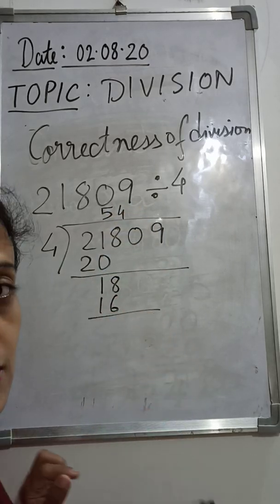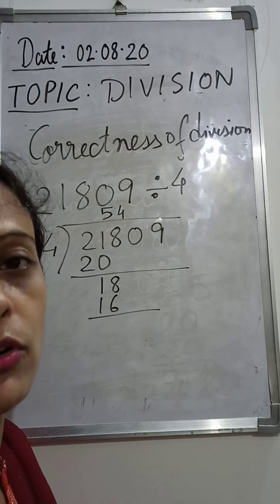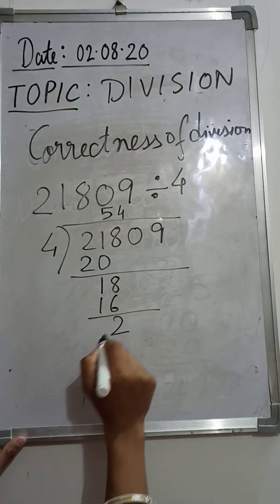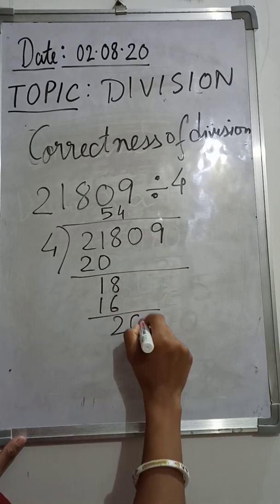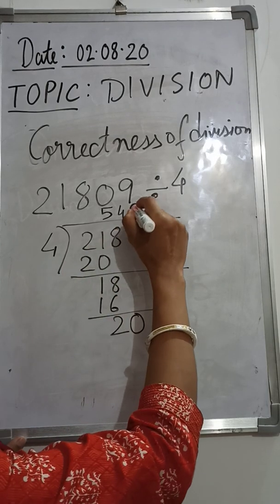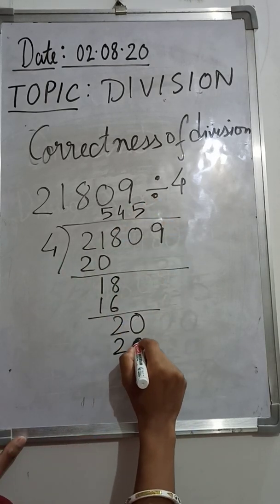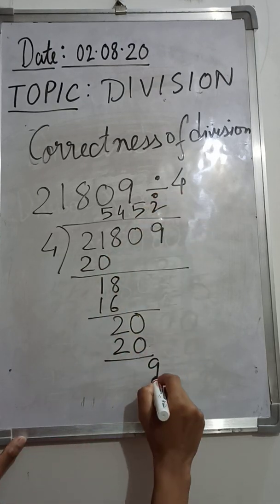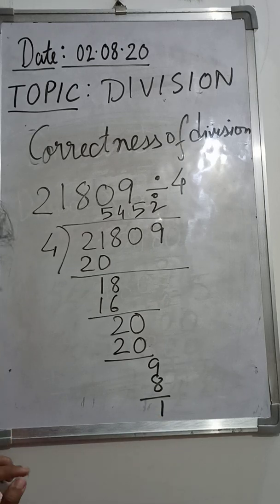Now I am not going into details of the division process because I have already explained it to you in the virtual classes. So 8 and 6, I get a 2. Then I bring the 0 down. 4 times 5 is 20. Then I bring the 9 down. So 4 times 2 is 8. And I get the remainder is 1.